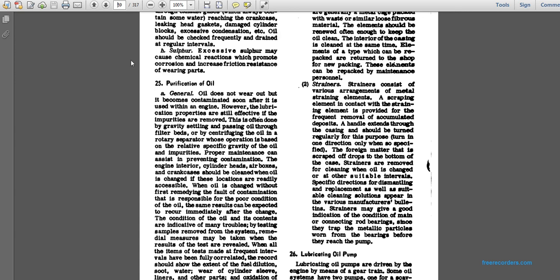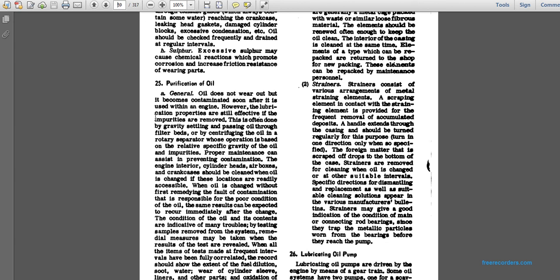25. Purification of oil. Generally, oil does not wear out, but it is contaminated soon after it is used within an engine. However, the lubrication properties are still effective and the contaminants can be removed. This is often done by gravity settling and passing the oil through filter beds and centrifuging the oil in a rotary separator, whose operation is based on the relative specific gravity of the oil and impurities.